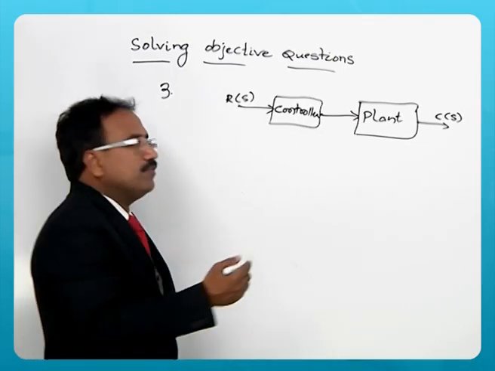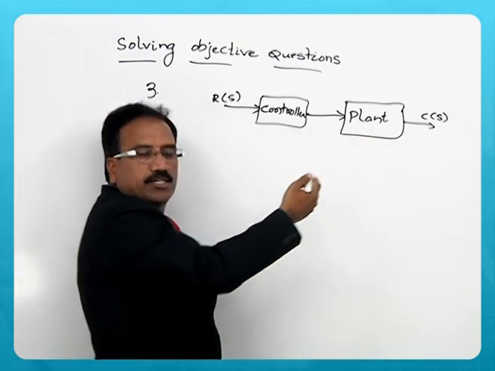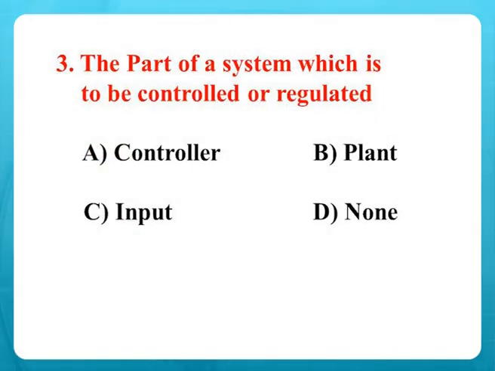So the example for this plant, it may be an iron box or washing machine, etc. So the options are controller, plant, input, and none. So the correct answer is plant. So this is to be controlled by the controller. So option B is the right answer.